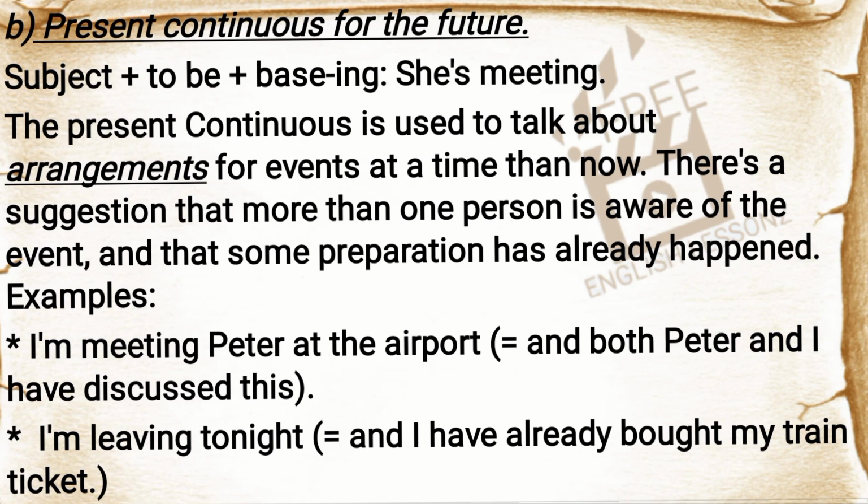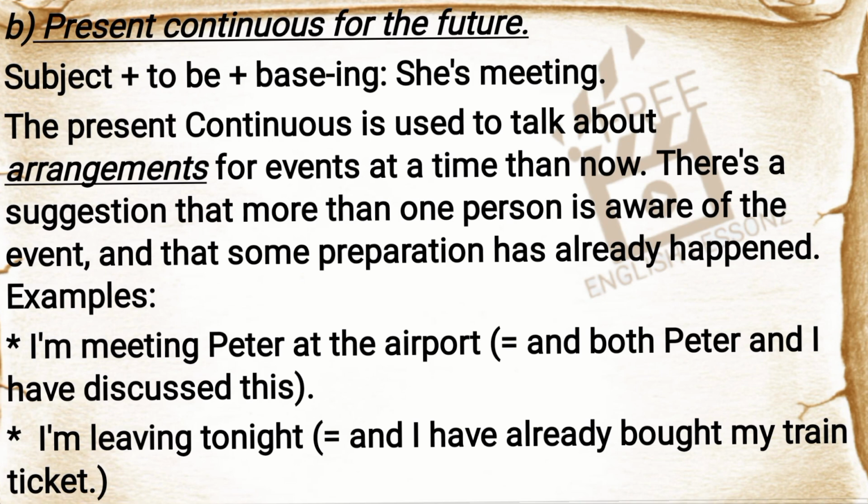B, present continuous for the future. Subject plus to be plus base -ing: she's meeting. The present continuous is used to talk about arrangements for events at a time later than now. There's a suggestion that more than one person is aware of the event, and that some preparation has already happened.